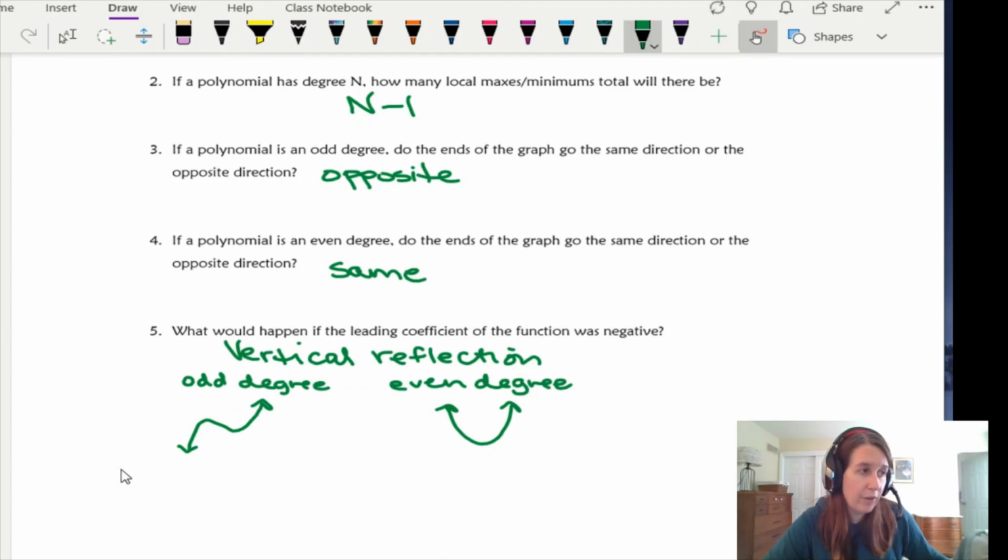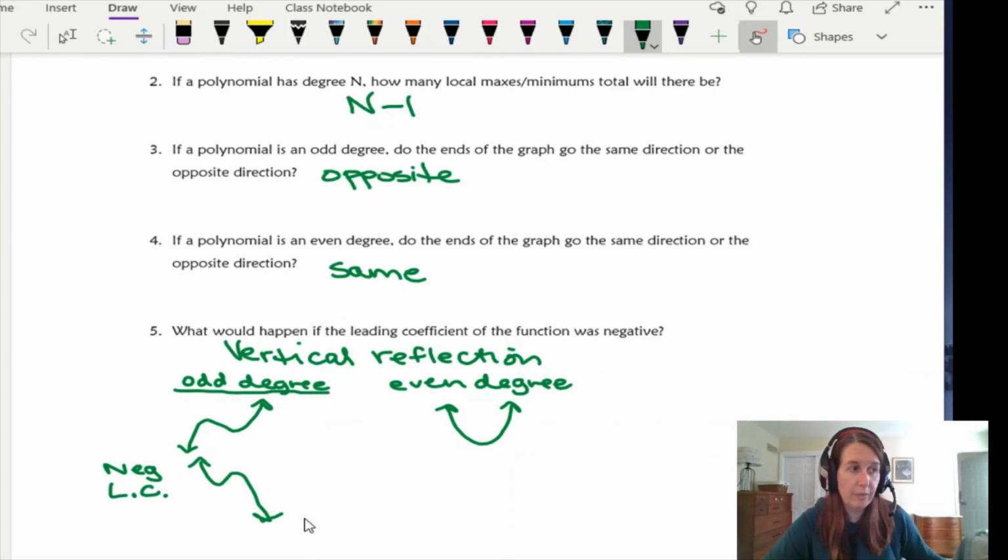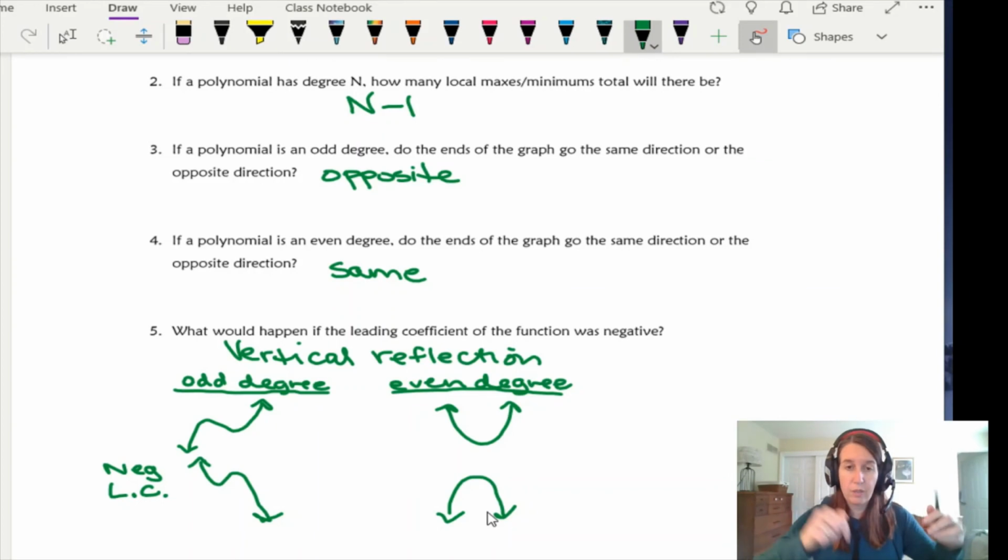But if you have a negative leading coefficient, okay? The leading coefficient, the words are right there, LC, okay? That's going to flip it over. So the odd degrees are going to go that way, downhill, and the even degrees are going to be flipped over as well. So both ends will point to negative infinity. All right.